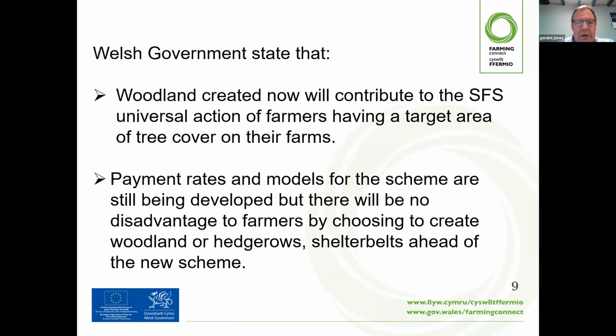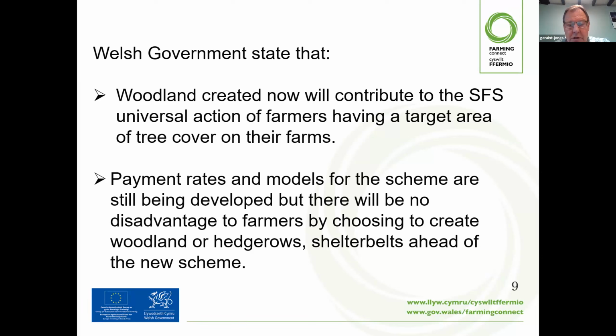Welsh Government have stated that any application now will contribute to the SFS universal actions of farmers having a target area of tree cover on their farms. So I don't know if you're aware, but we are at the consultation stage at the moment with regards to transition to this new scheme. And there is a target of 10% of the farm having to be woodland cover to be able to access the scheme. And payment rates and models for the scheme are still being developed.